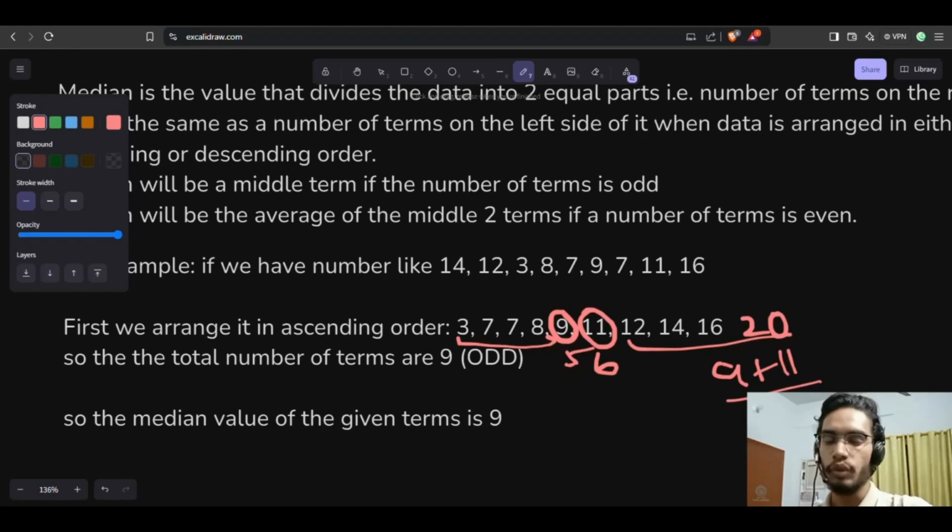So 9 plus 11 divided by 2 is 20 divided by 2, which is 10. So 10 is the median in this case, right? This is how you can calculate the median for an even number of terms. For odd, it is quite straightforward. You don't have to do anything in that case. I hope you understand this.